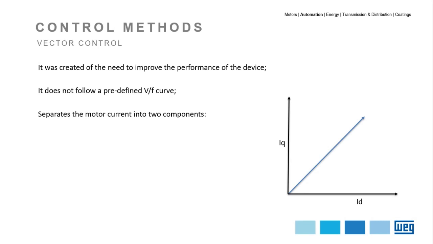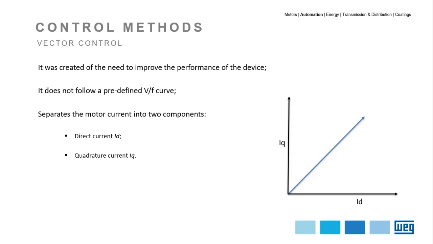In other words, it separates the motor current in two components. The direct current ID, which is related to the electromagnetic flux in the motor, and the quadrature current IQ, that is directly related to electromagnetic torque produced on the motor shaft.